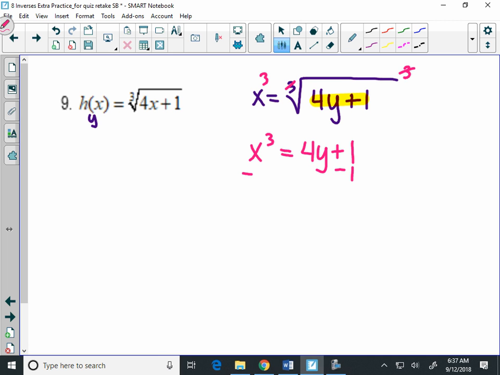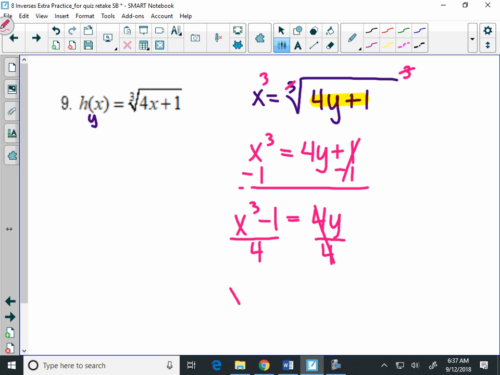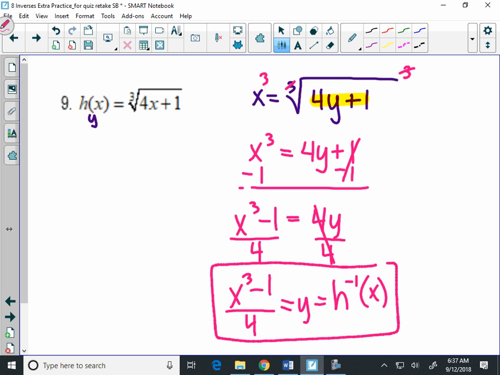You're going to subtract 1 from both sides and get x cubed minus 1 equals 4y. And then you're going to divide both sides by 4. So your final answer here is going to be x cubed minus 1 over 4. That equals y. But remember, we need to use formal inverse function notation, which would be h inverse of x. Those two functions are now inverses of each other.